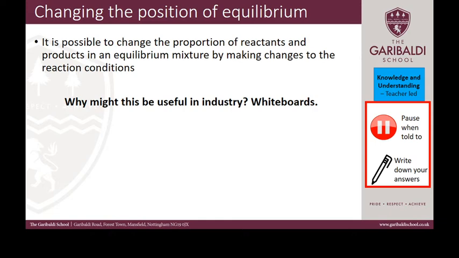So on your whiteboards, think about this. It's possible to change the proportion of reactants and products in an equilibrium mixture by making changes to the reaction conditions. Why is this useful in industry? On your whiteboards, please have a go at writing an answer. So pause.